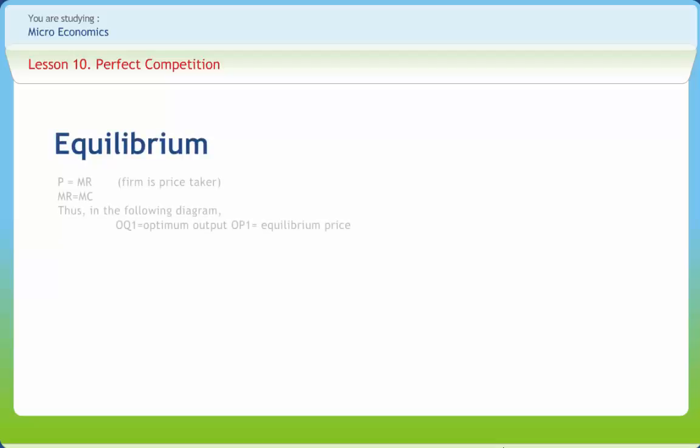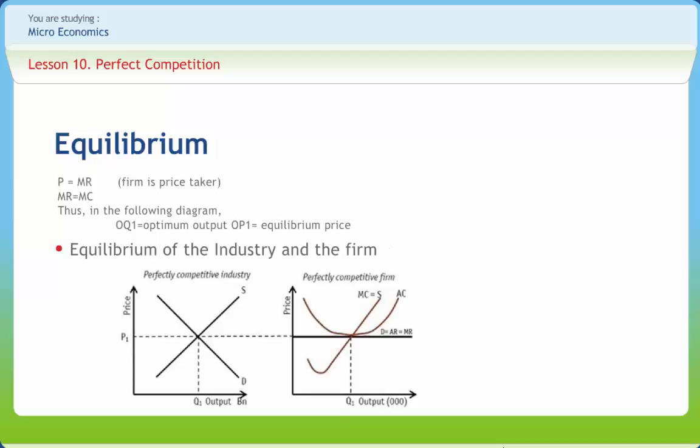Now let's discuss equilibrium conditions under perfect competition. They can be classified as equilibrium of firm and equilibrium of industry. The figure on the left shows the supply of the good, let us say wheat, and demand for that good for the industry. The equilibrium of supply and demand in the market determines the equilibrium price, or PM.